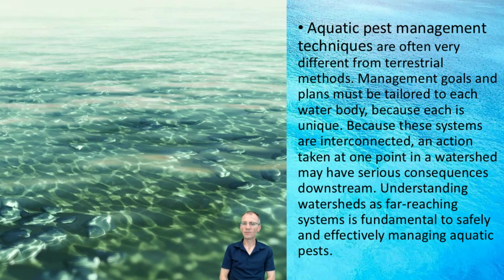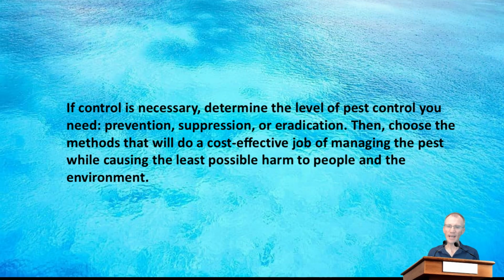Because these systems are interconnected, an action taken at one point in a watershed may have serious consequences downstream. Understanding watersheds as far-reaching systems is fundamental to safely and effectively managing aquatic pests. If control is necessary, determine the level of pest control you need: prevention, suppression, or eradication.